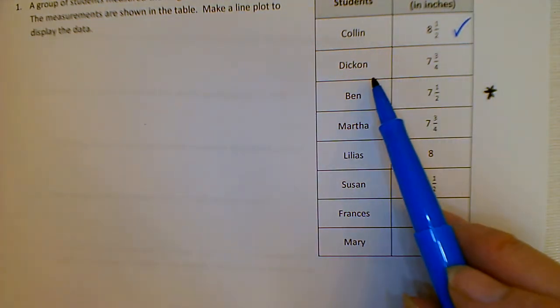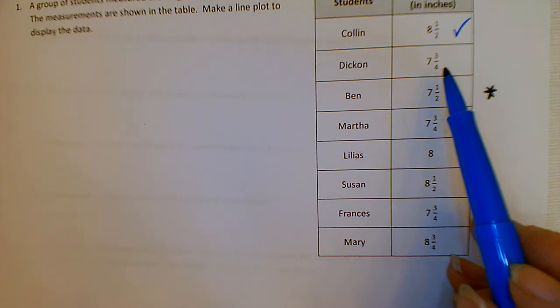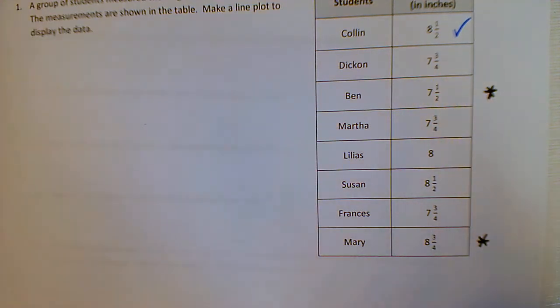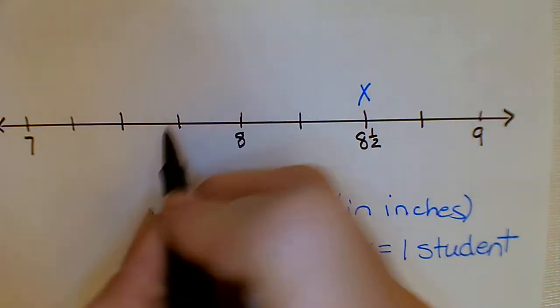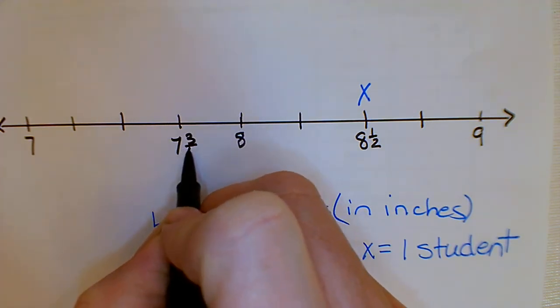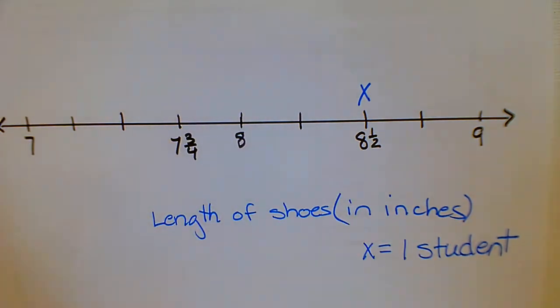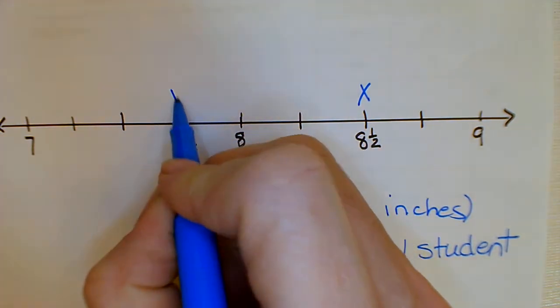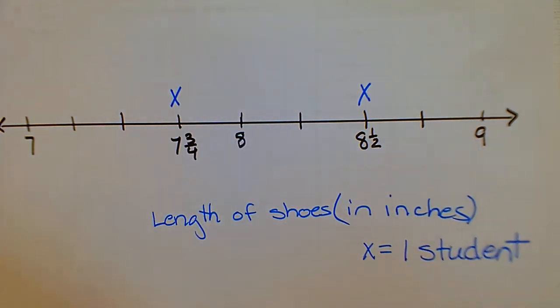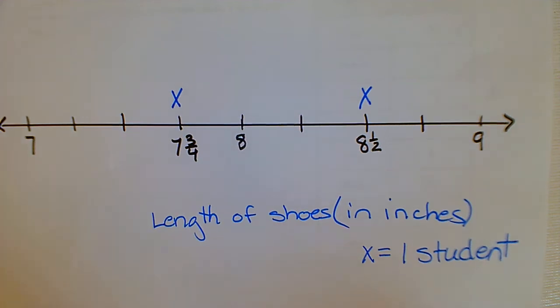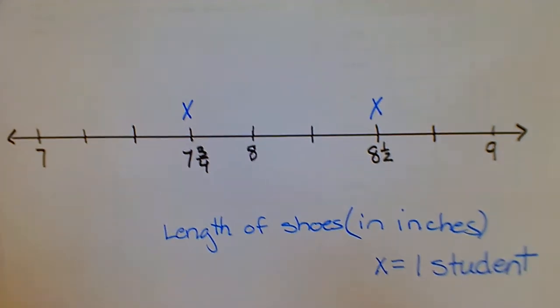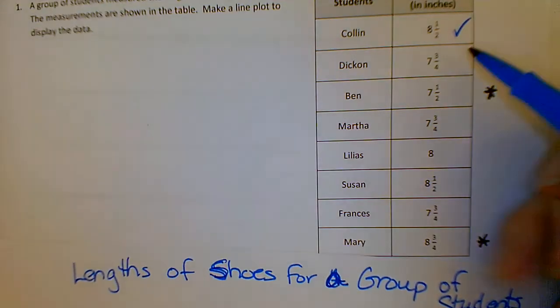So next I'm going to do Dickon, and he is 7.75. So let me go and find my 7.75. Let me mark it off. So here's 7.75. And I'm going to put an X above the line. And you're going to try and keep them neat and lined up with each other, because that'll help you when you're taking a quick look at your data. So now let me check him off.